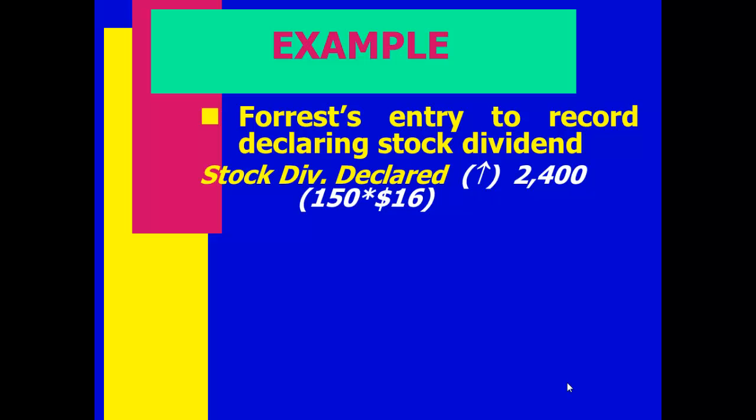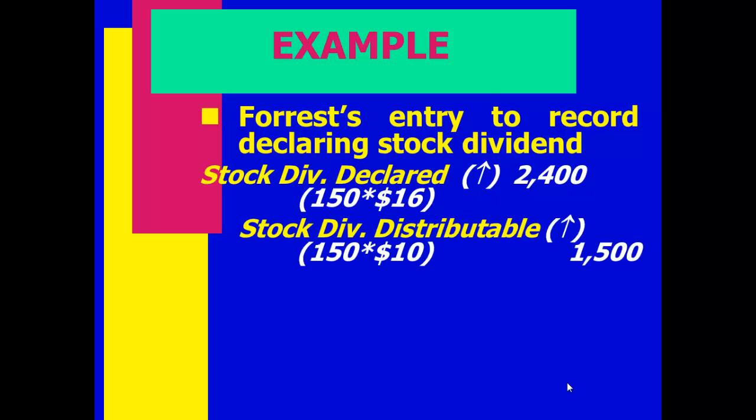My first credit is going to go to stock dividends distributable for the number of new shares times the par value. Well, 150 new shares, the par value is how much per share? $10 per share. 150 times 10 says I'm going to credit stock dividends distributable then for $1,500. Why could I not credit common stock right now instead? I haven't issued it yet.